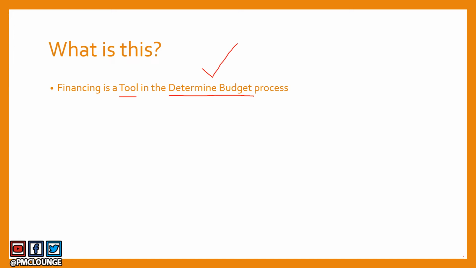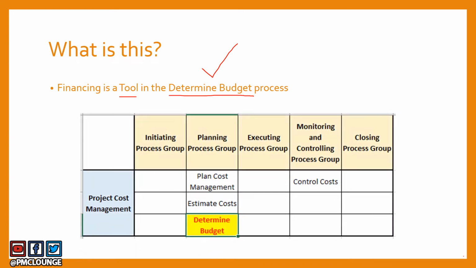Now, if you're wondering where is this process, let me show you the PGKA mapping, which is the process group and knowledge area mapping. So we are talking about cost management knowledge area. In this knowledge area, under the planning process group, there is a process known as determine budget. And in this process, one of the tools is financing or project financing. So that is the tool that we are talking about today.